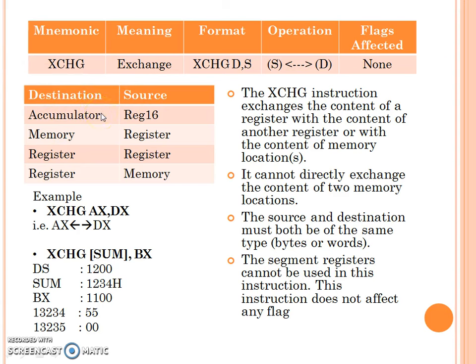You can see that we can exchange the data between accumulator and 16-bit register, memory and register, register to register, and register to memory. And we can also see that there is no operation with both memory operands on destination and source. The segment registers cannot be used in this instruction. This instruction does not affect any flag. As we can see in example, XCHG AX, DX, the exchange instruction also works with BX and the value of address pointed by the variable sum.